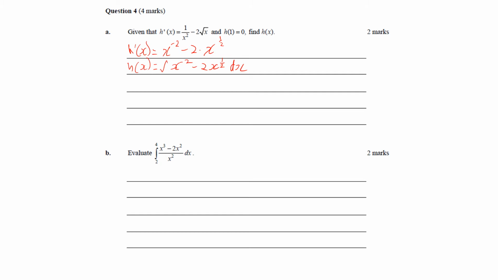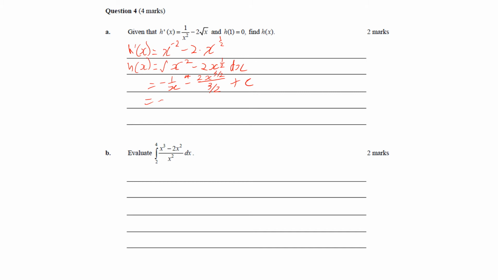So this will become negative 1 over x minus 2x to the power of 3 halves, all divided by 3 halves, plus some constant c. So let's just clean this up a little bit.